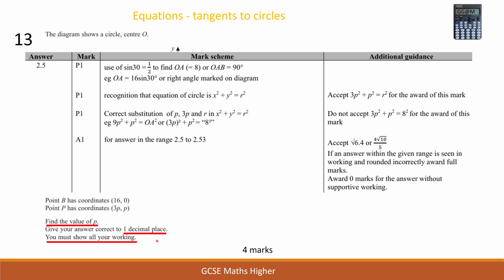Fantastic work. So the answer was 2.5. Remember, P1 is a process mark, so this shows you what the process is going through, and A1 is an answer mark. Give yourself a big tick if you got that correct. If you need some more help, just comment below.